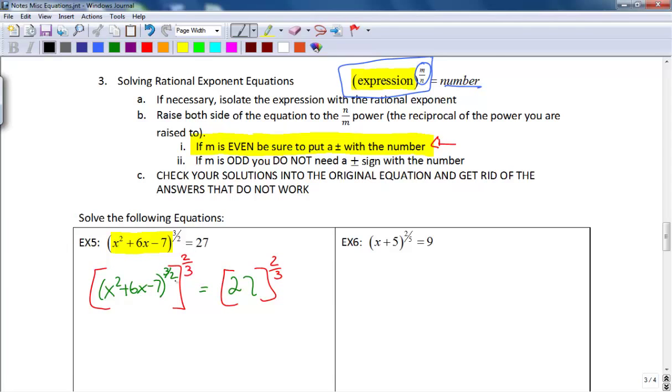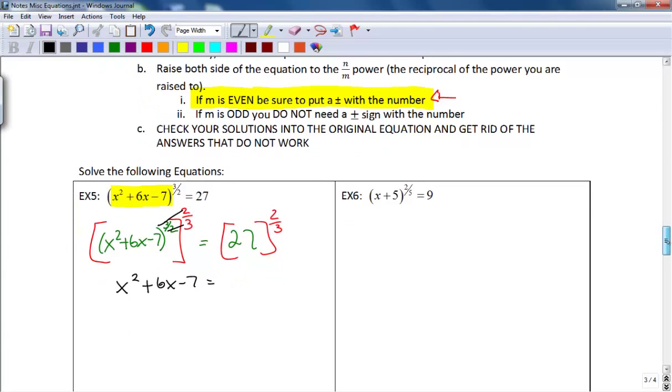Well, over here on the left-hand side, x squared plus 6x minus 7 to the 3/2 raised to the 2/3, these will just cancel out because, again, power to power, we multiply. So 3/2 times 2/3 would just be 1, so it just cancels itself out. And I'm left with my x squared plus 6x minus 7 equals, now we have to take 27 to the 2/3 power.